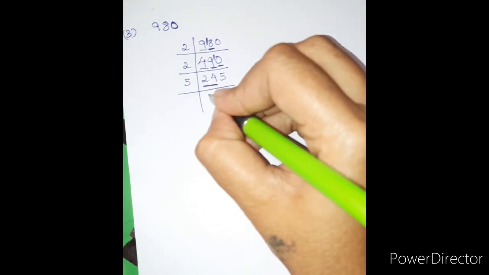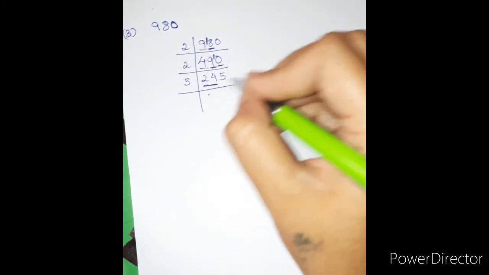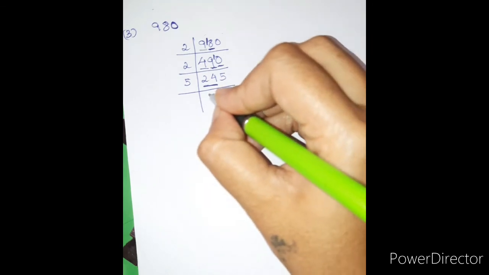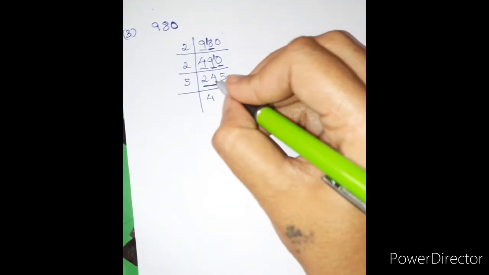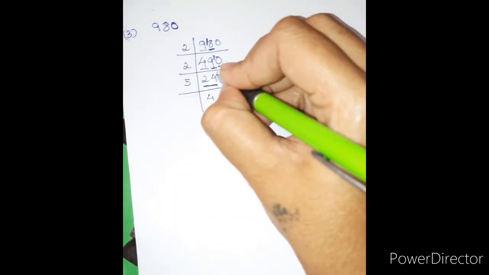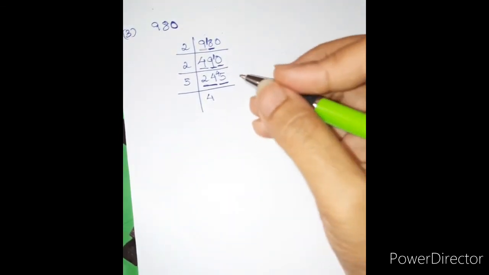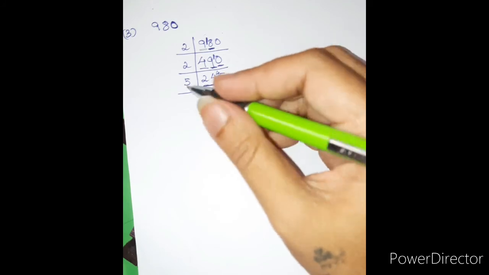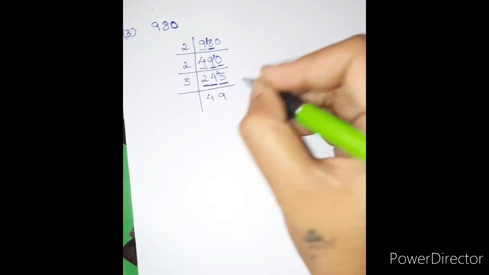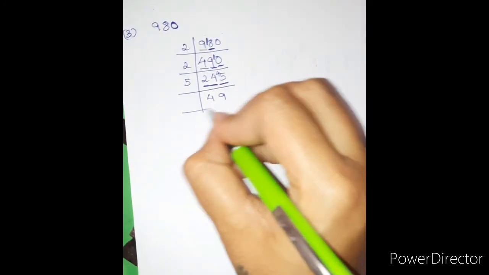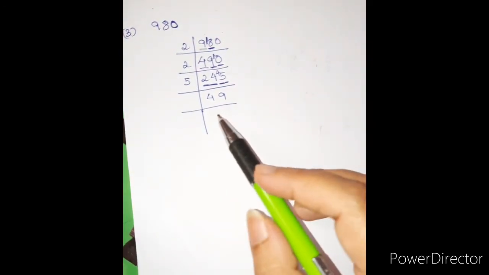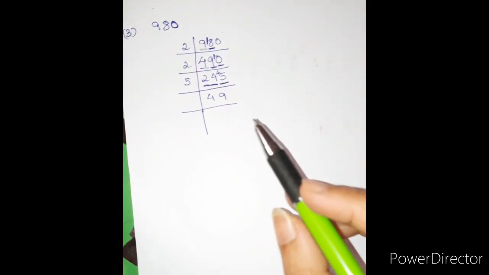5 4s are 20, 5 5s are 25. So which can I take, 20 or 25? 5 4s are 20, I can take. Balance directly is 4. So I give 4 for 5 and this becomes 45. 5 9s are 45. Now you have 49. Check which table has 49 in it directly.